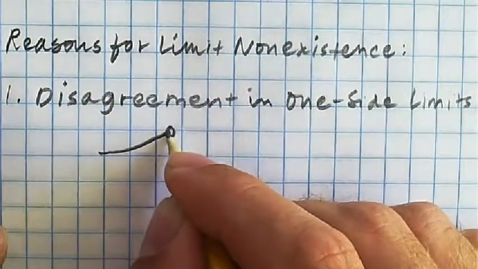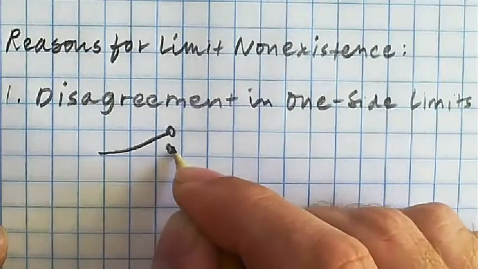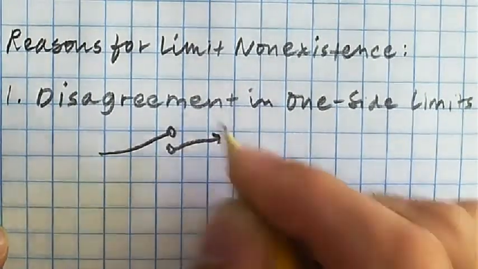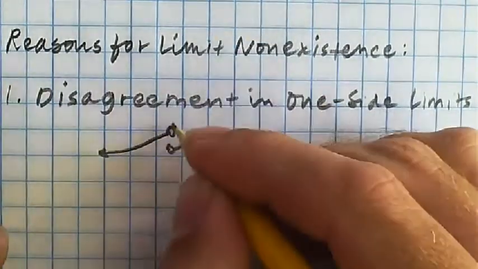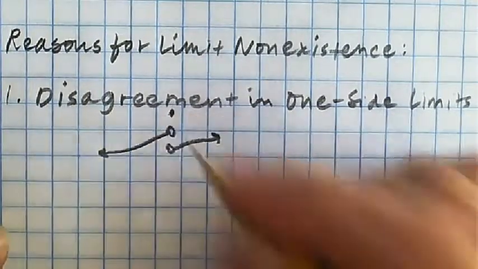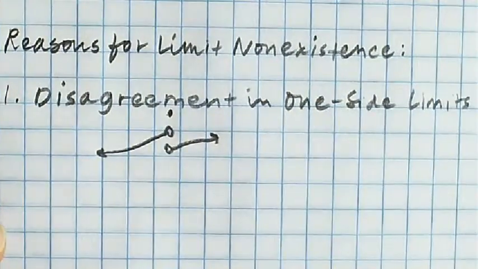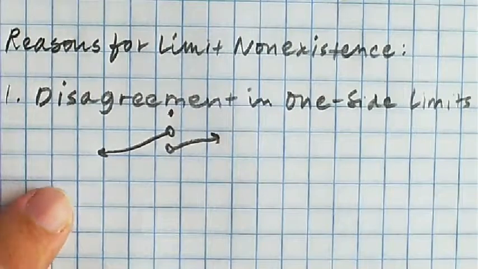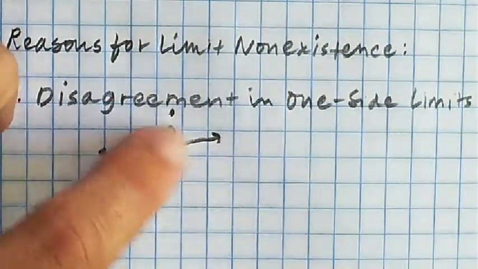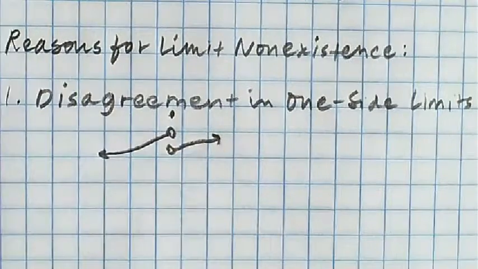So, maybe something like this, and maybe I'll even spice it up and put the actual value of the function right here. Something like that. That's going to be a disagreement in one-sided limits, because over here, I'm going to something larger than what I'm going to from the right.